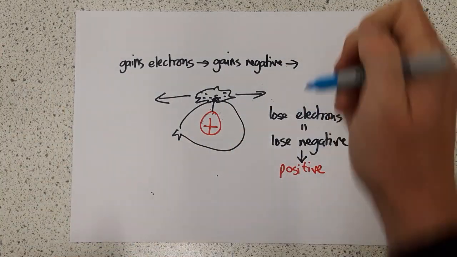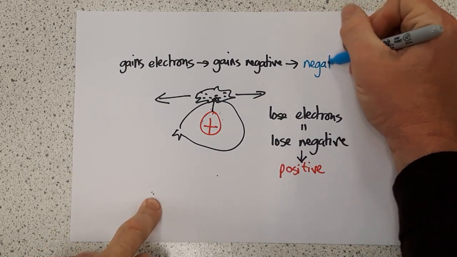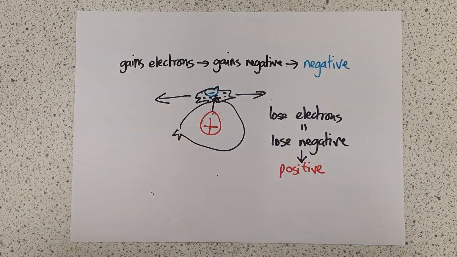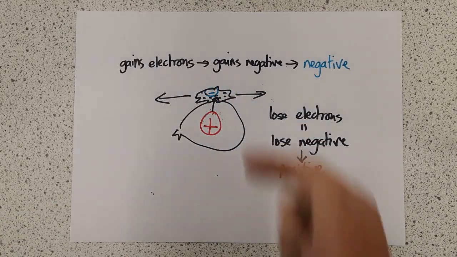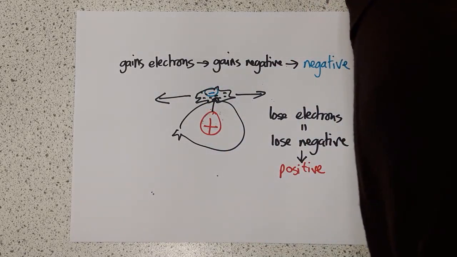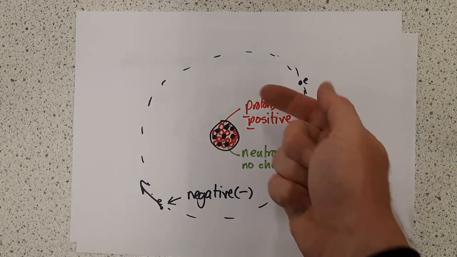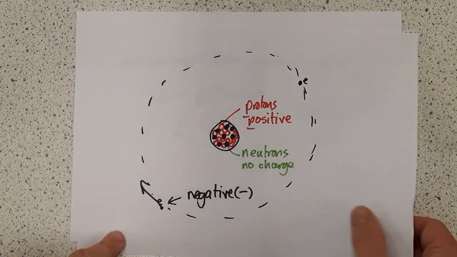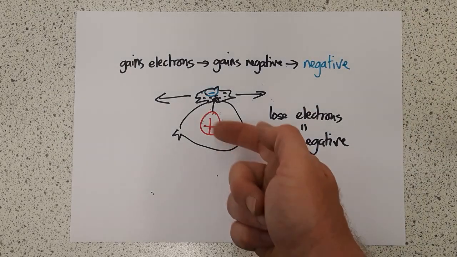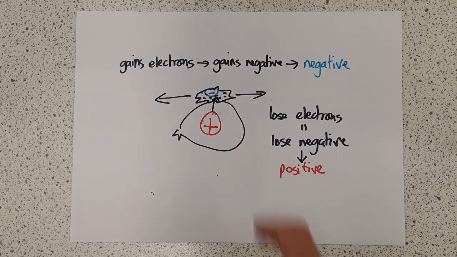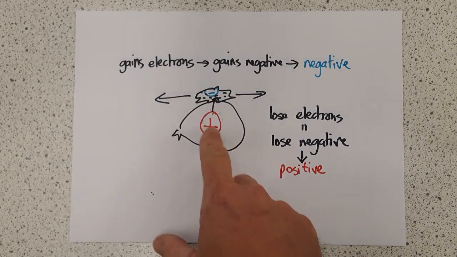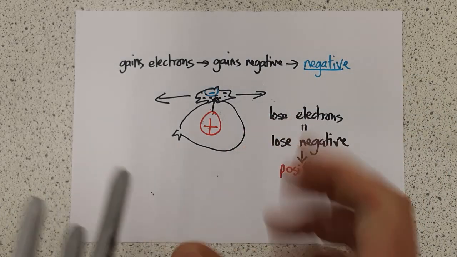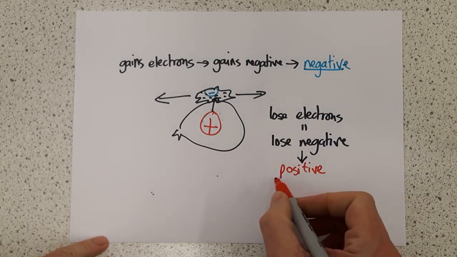I think it's worth pointing out here that we haven't created any charge. Both of these were neutral to start with, which means they both had the same number of protons as electrons, just like every atom has a matching number of protons and electrons. It's just that now we've transferred some of the electrons from the balloon to the cloth. So the cloth has extra electrons and the balloon has fewer electrons. So we have a negative charge on the cloth and a positive charge on the balloon.